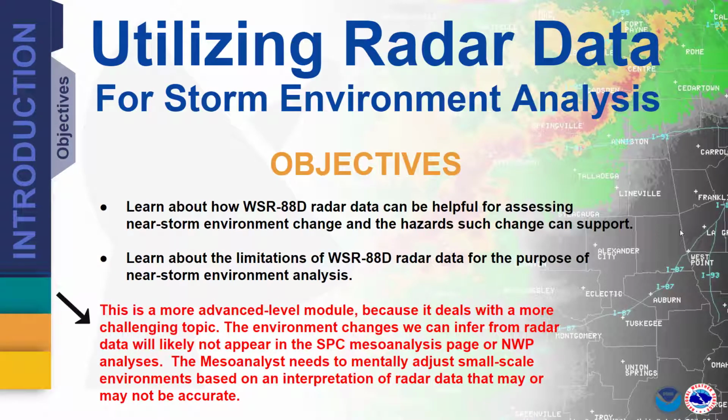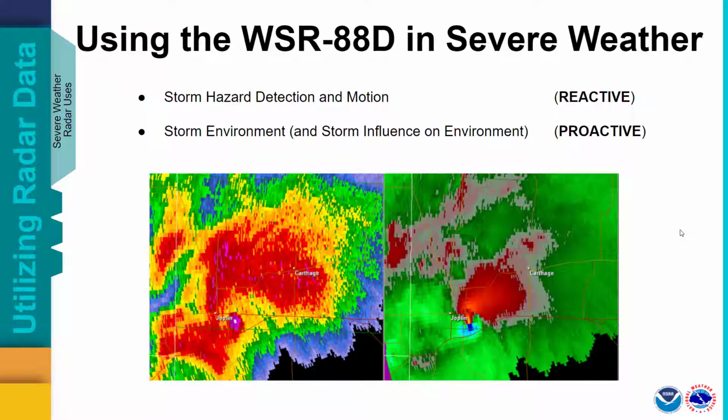This is a more advanced level module because it deals with a more challenging topic. The environment changes we can infer from radar data will likely not appear in the SPC mesoanalysis page or on NWP analyses. The mesoanalyst needs to mentally adjust small-scale environments based on an interpretation of radar data that may or may not be accurate. There are two primary uses of WSR-88D data in severe weather operations.